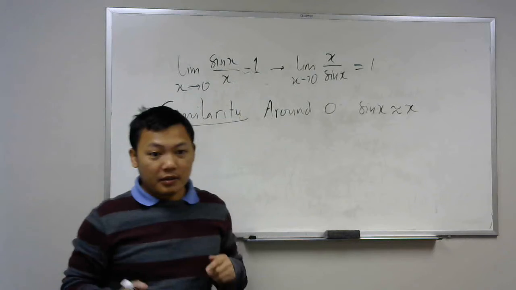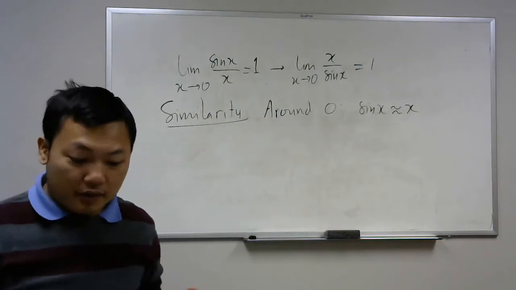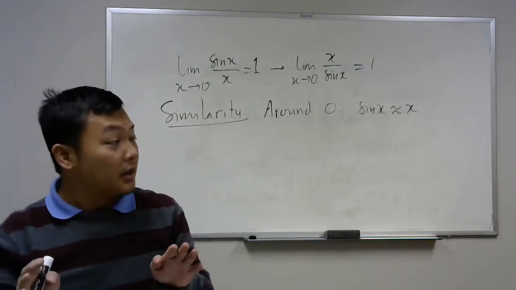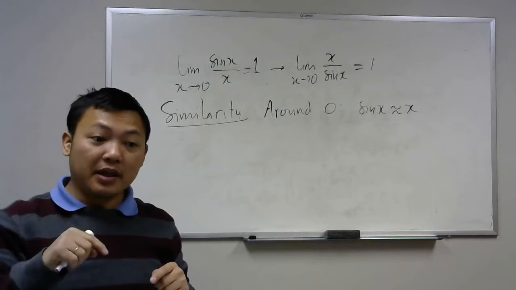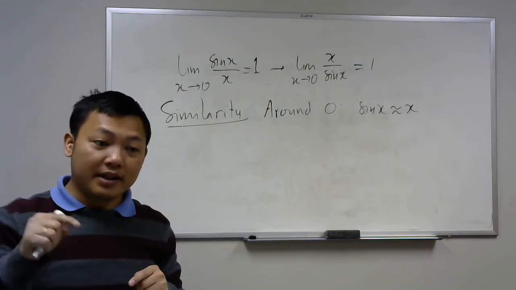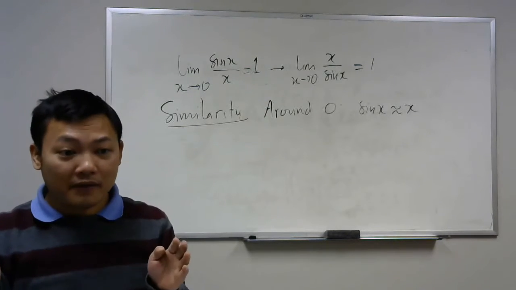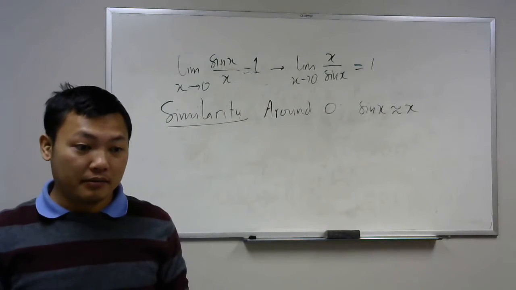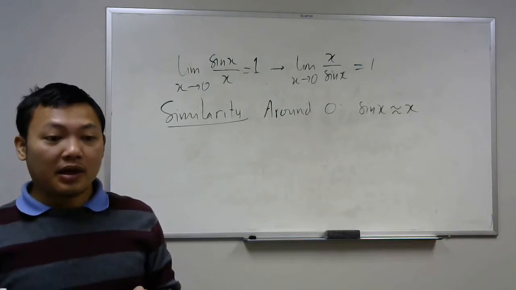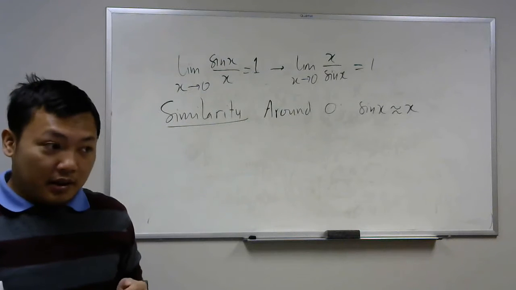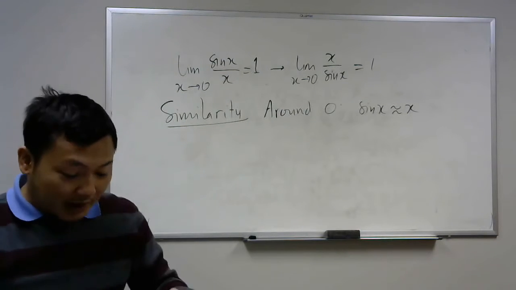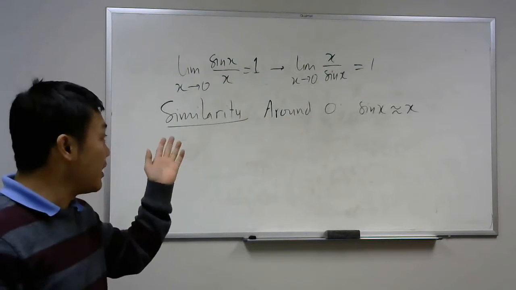What does it mean? That means when you consider the limit of those functions, you can replace sine of x with x, or x with sine of x, because they are very similar. They are almost the same. That is a very important idea in mathematics. Sometimes, in the textbook, you don't see that idea.